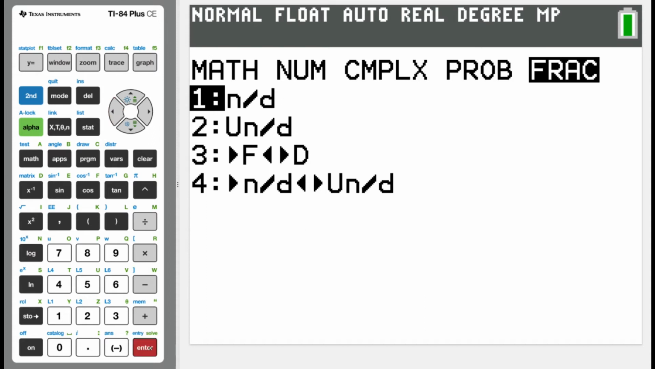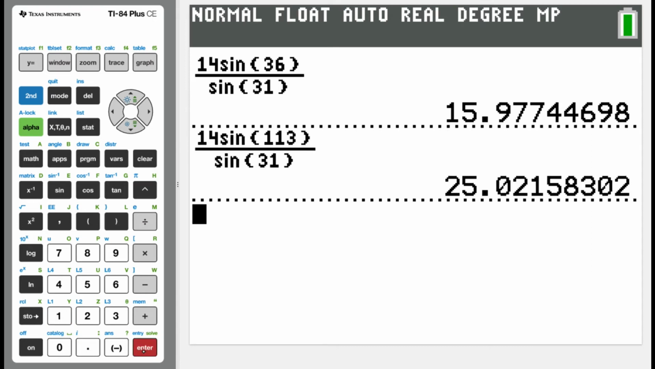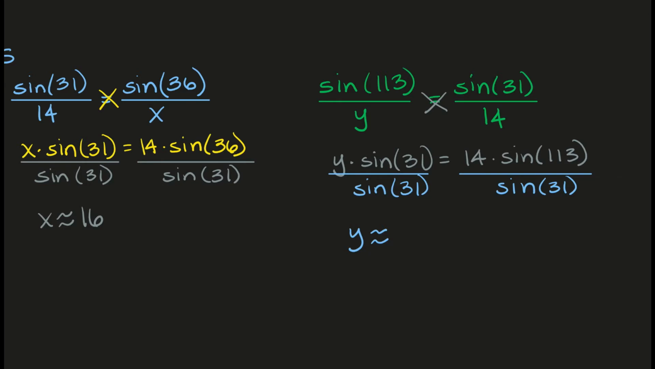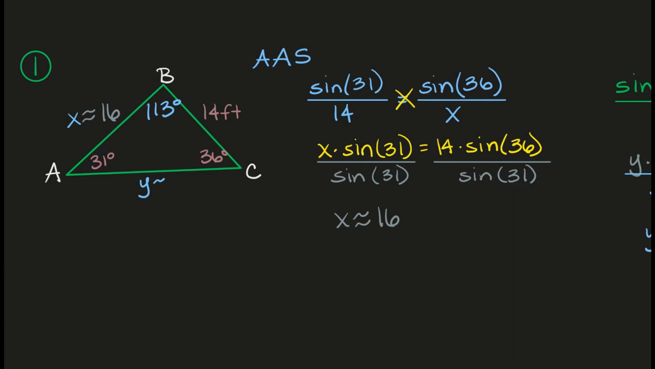So let's go ahead and set up our fraction again. So we have 14 times sine of 113, and we will put this over sine of 31. And we're going to get 25 feet. So here y is approximately 25. We'll come back to our triangle, and here we can say approximately 25. So there, using the law of sines, we were able to find all the missing leg lengths and the missing angles.